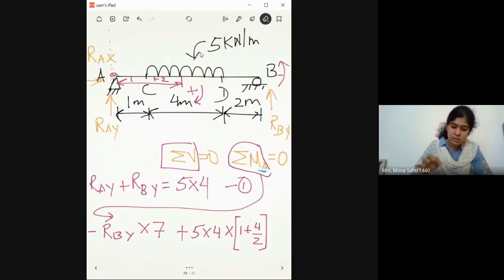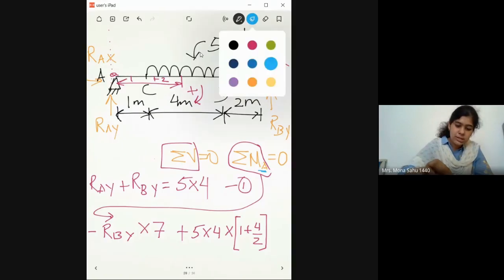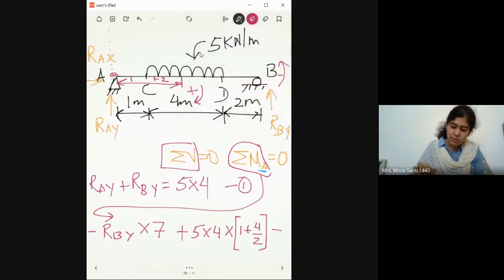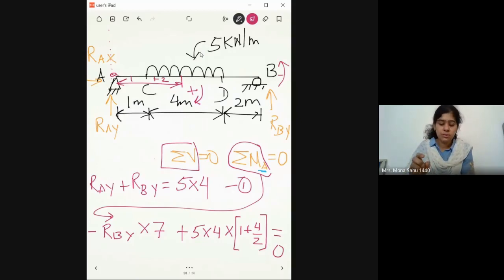See, lack of space. That's why I'm writing like this, okay? Please don't mind. Just let me know if you don't understand. So I will take a new page and explain. All right, so equal to 0. All right, sigma MA equal to 0.